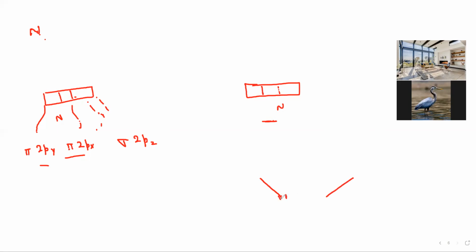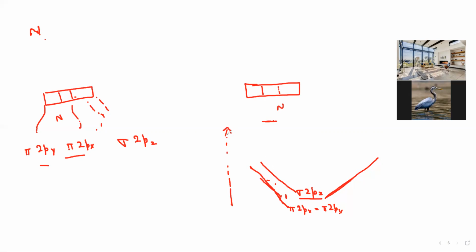I'm saying this pi is the more stable one. So that's why pi 2px and pi 2py are at the lower side. Why? Because they are the most stable ones, so they have low energy. And if I talk about the sigma 2pz, it is a little bit above. Why? Because sigma 2pz has a little higher energy.